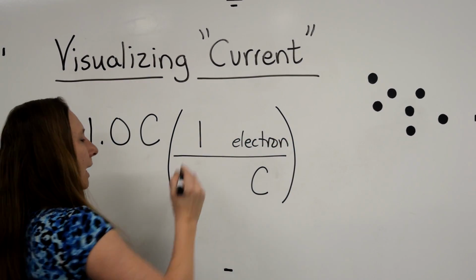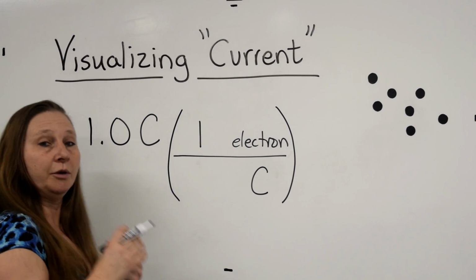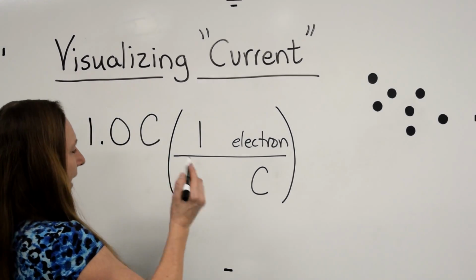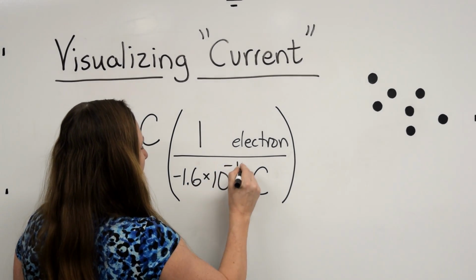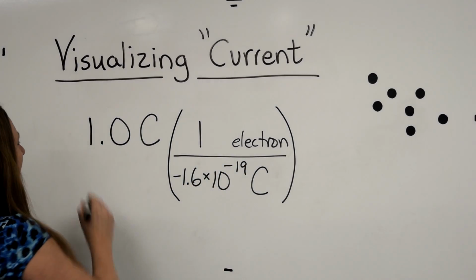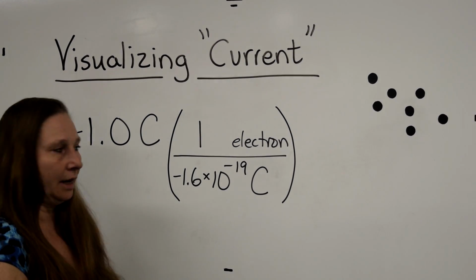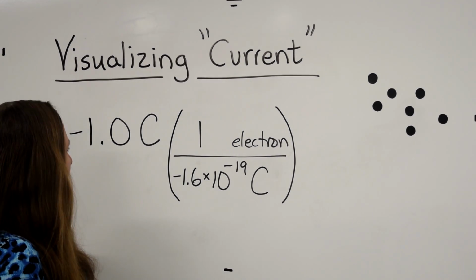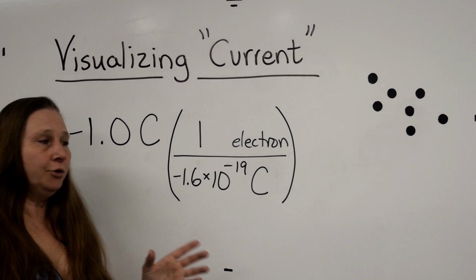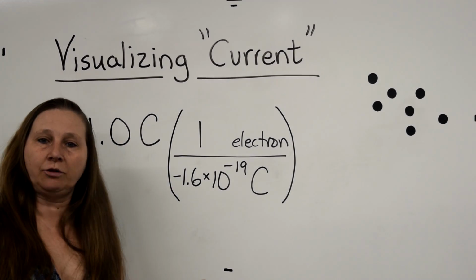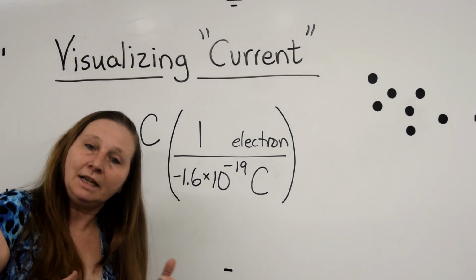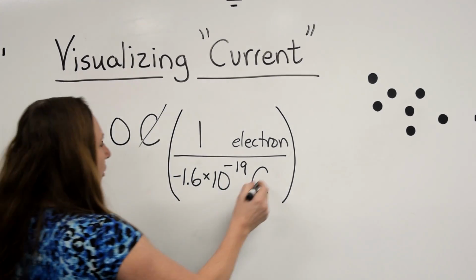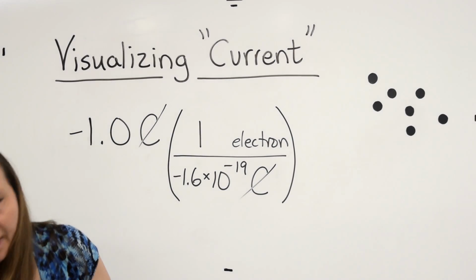Well, 1 electron, we know from the front of your reference tables, has a charge of negative 1.6 times 10 to the negative 19 coulombs. We'll make this negative because it's electrons. So I can use this to convert coulombs to electrons. So 1 coulomb, how many electrons is that? The coulombs are going to cancel. I pick up my handy calculator.